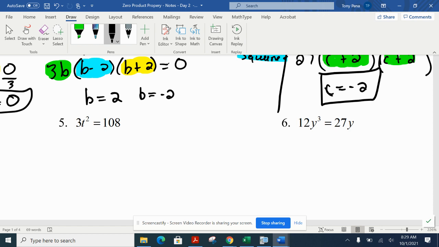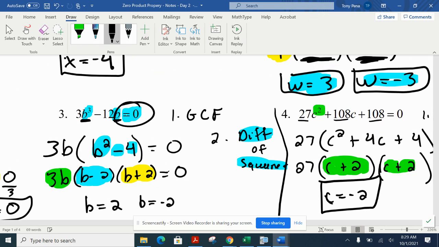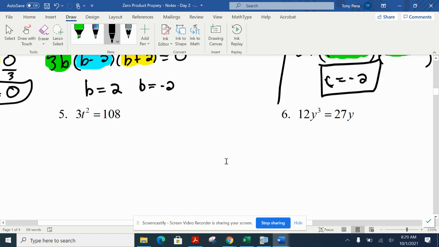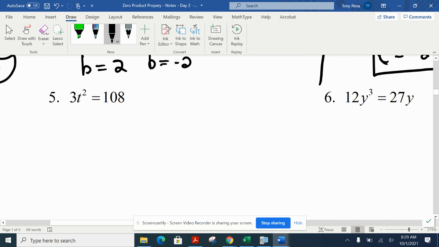But first and foremost, we have to have these set equal to 0. The first 4 problems equaled 0. If you look at 1 and 2, they all equaled 0. This one does not. So we need to move either the 3t squared or the 108. So we either have to move this guy to the right-hand side or we need to move the 108 to the left-hand side, one or the other, so that we get a 0.